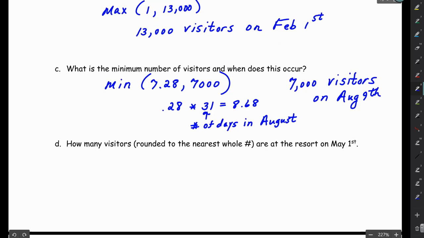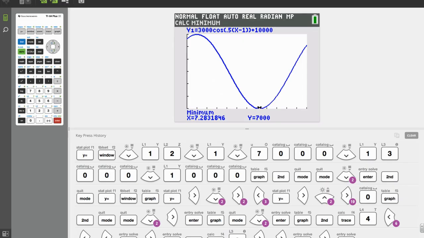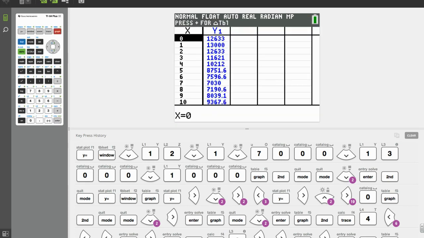In part D, how many visitors rounded to the nearest whole number are there at the resort on May 1st? Okay, well, May 1st means that we're looking at an X value of 4 because we have February, March, April, May. That's 4 months after January 1st. So we want to put an X value of 4 into our equation, or we could look at the table of values for 4 and see how many visitors we have at that time. So I'm going to do the easy way. We're going to go to our table and look at the value of 4 and we get 10,212 visitors.